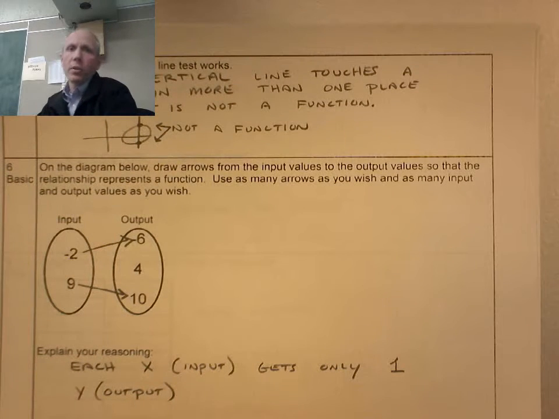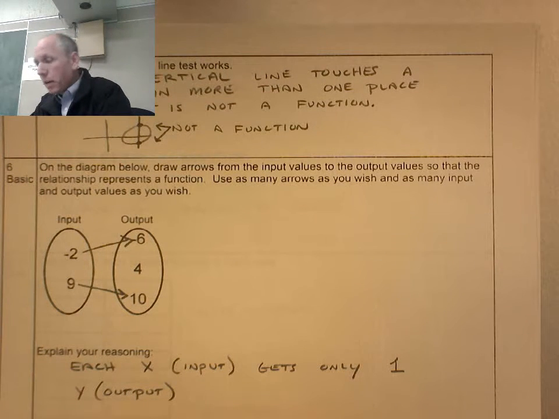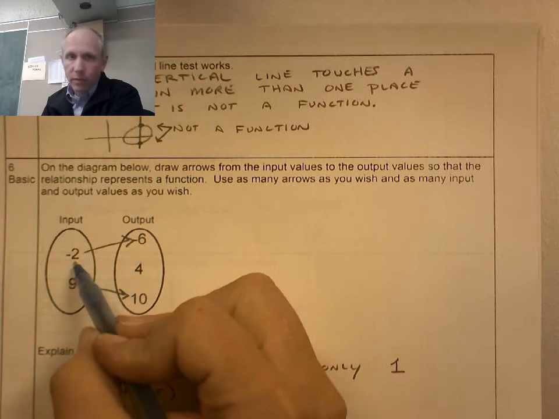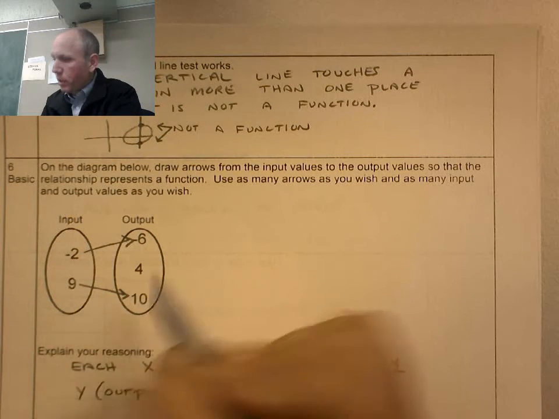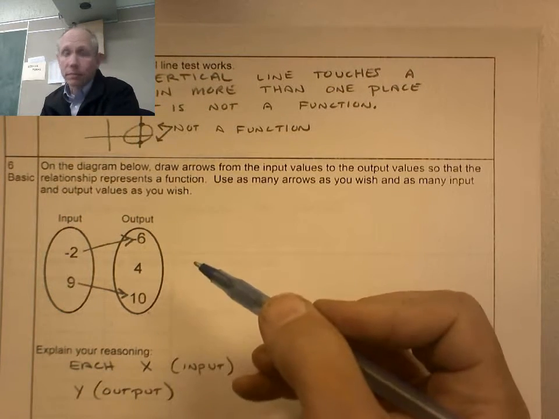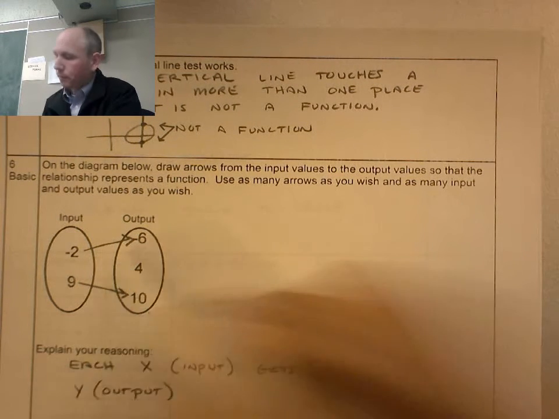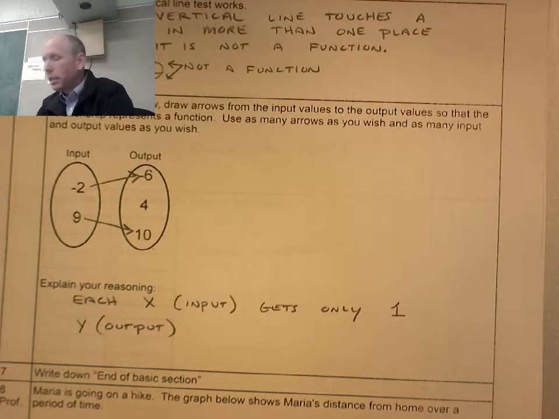On the diagram below, draw arrows from the input values to the output values so that the relationship represents a function. Use as many arrows as you wish and as many input and output values as you wish. So I just used this. I went boom, boom. -2 is paired with -6. 9 is paired with 10. That's a function. If I'd done something like this and had this guy grab 2, then it's not a function. Explain my reasoning. Each x input gets only one y, or output.